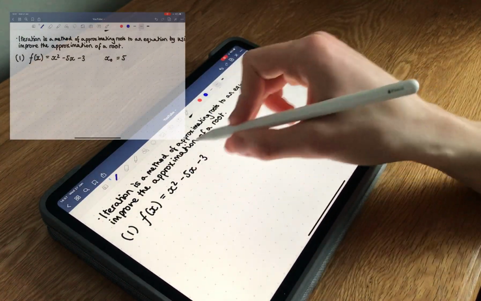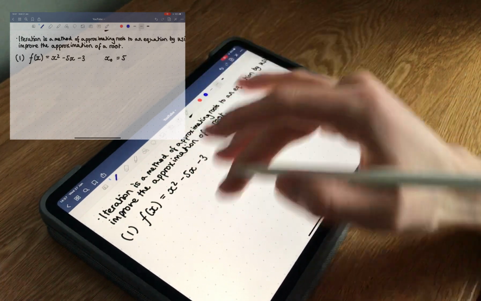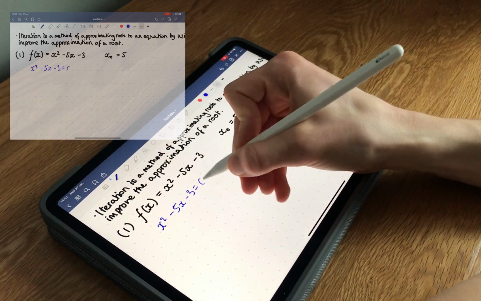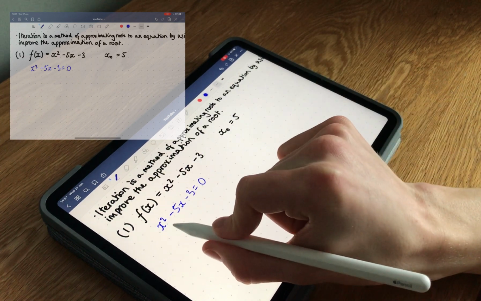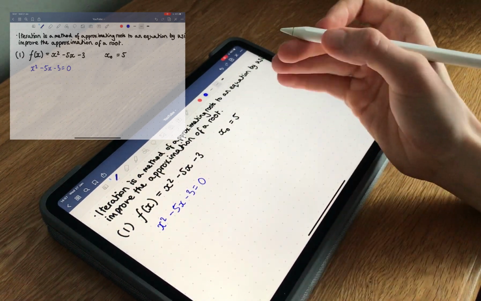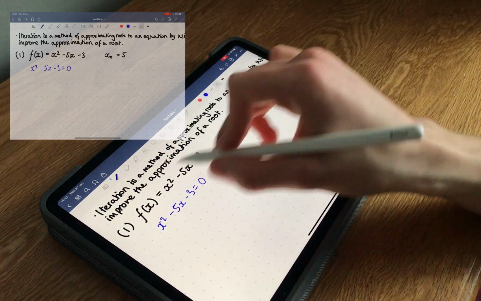We want to approximate a root for this function, so we do that by getting x on one side of the equation and then everything else on the other side of the equation. Because we're approximating roots, we need it to be equal to 0, and then we just want to rearrange it so we have x on one side. There are different ways you can do this, which is why there are multiple iterative formulas for each function. However, we're going to do it this way.